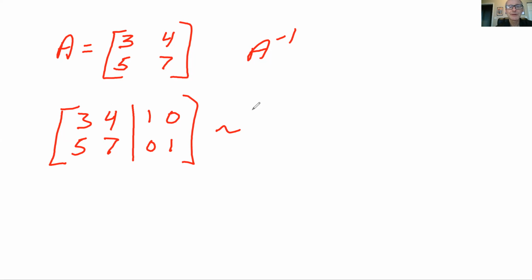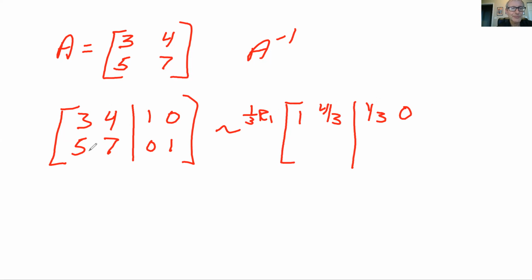So how do you do it? Well, you multiply that first row by 1/3. And so if you do that, you get 3 divided by 3 is 1. 4 divided by 3 is 4/3. And then we have 1/3. 0 divided by 3 is 0. That's nice. So we didn't do anything to row 2, right?